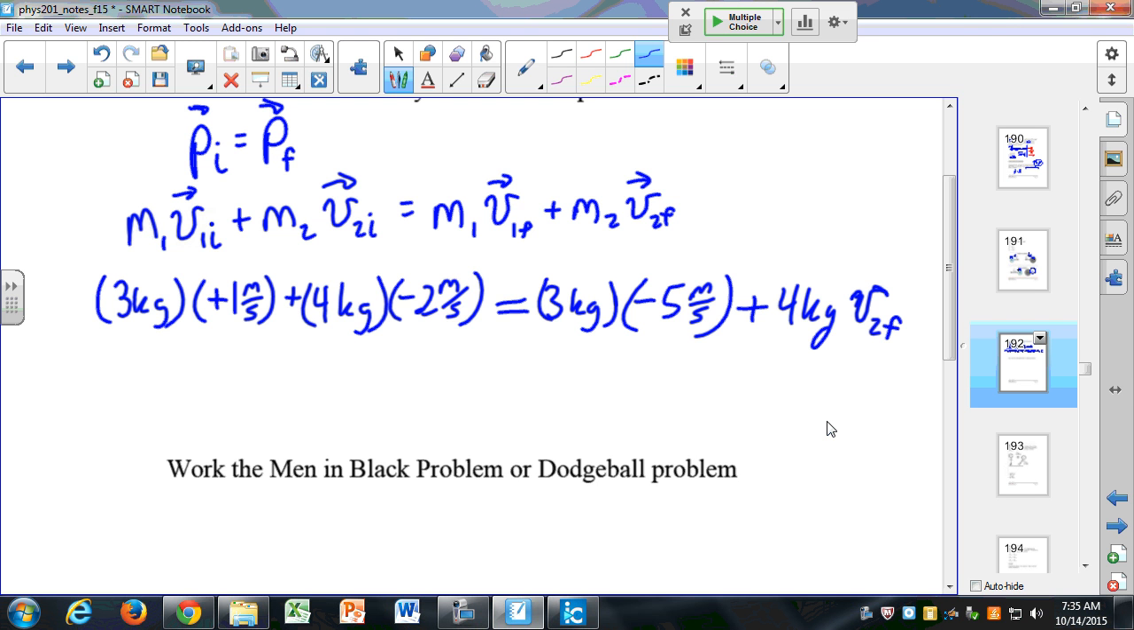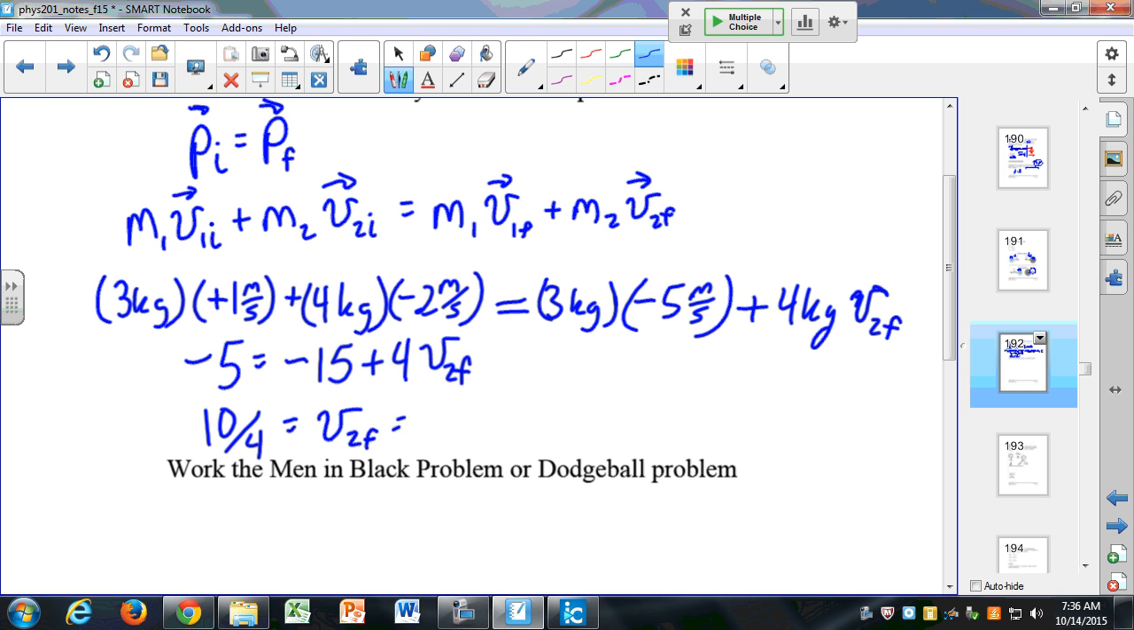So I can work this. I have 3 minus 8, that's negative 5, equals negative 15, plus 4 v2f. So that's 15 minus 5, 10, divided by 4, equals v2f. What's that? 5 halves. That's 2.5 meters per second.